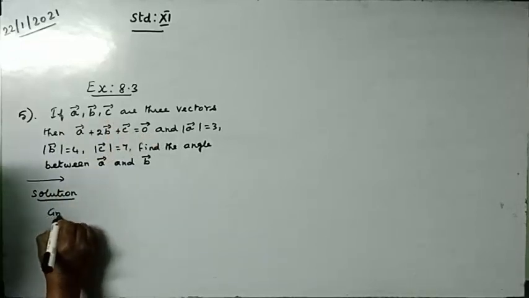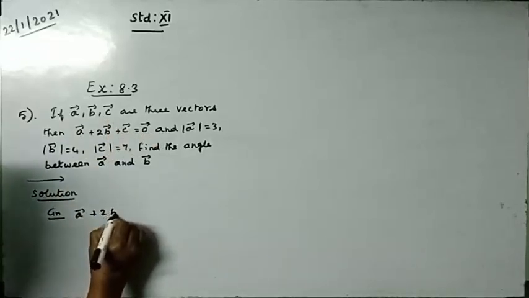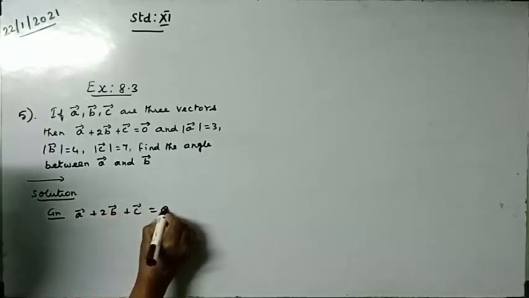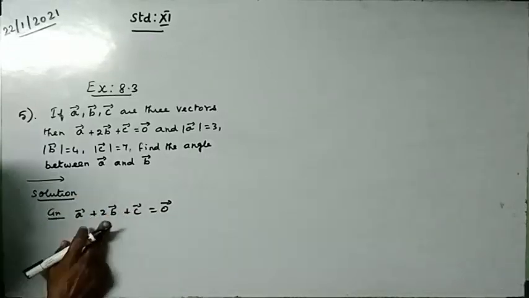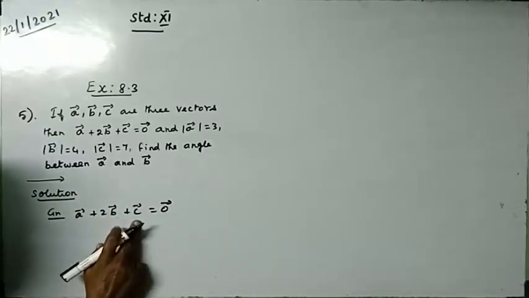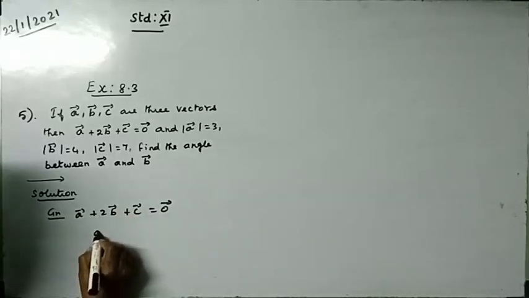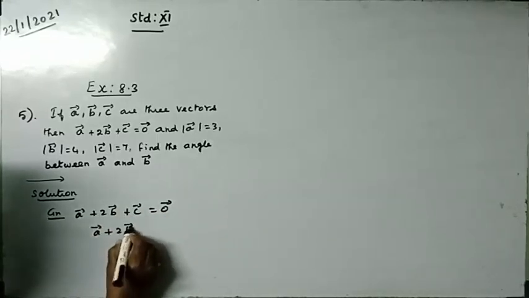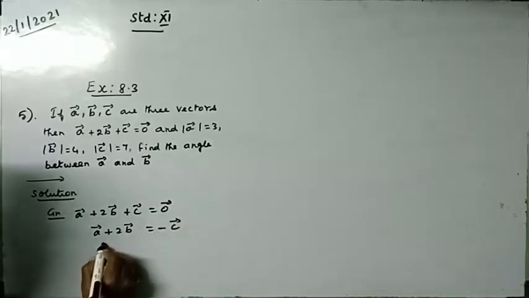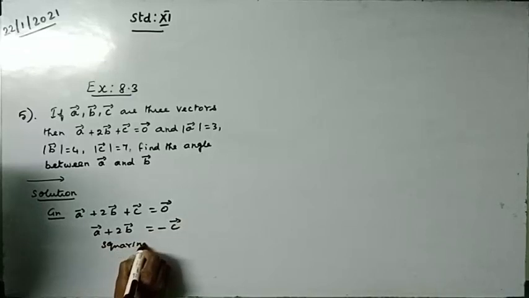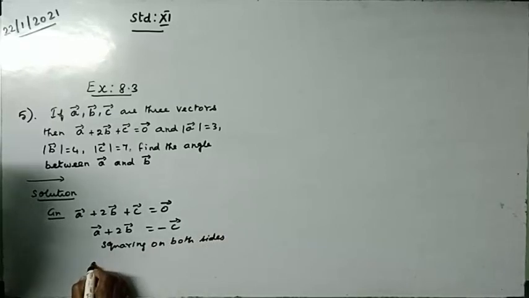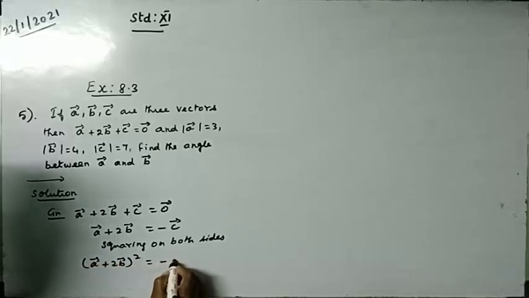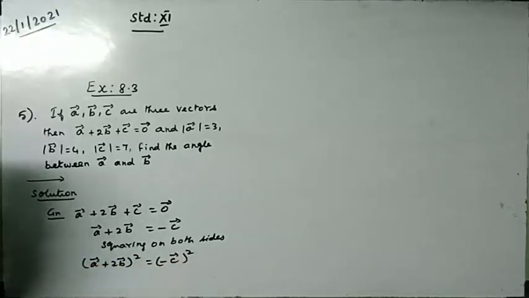So what is given? A vector plus 2B vector plus C vector is equal to 0 vector. Now we want to find the angle between A and B. So you keep A and B this side, bring this C vector to the right hand side. So it becomes A vector plus 2B vector is equal to minus C vector. Then squaring on both sides, it becomes A vector plus 2B vector the whole square is equal to minus C vector the whole square.